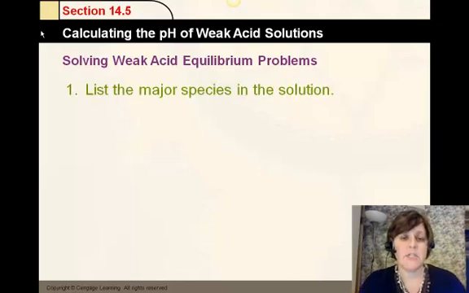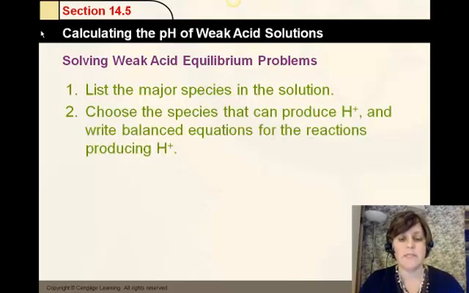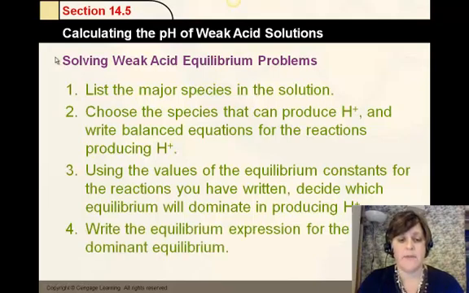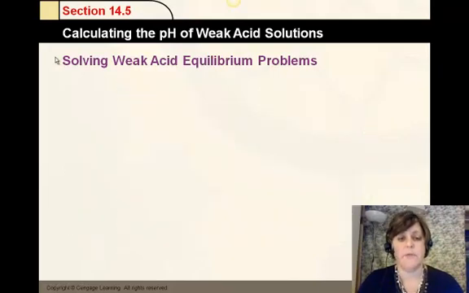So this is the general way to solve these problems. You're going to list the major species in the solution. Then you're going to choose the species that can produce the hydrogen ions. And we want to make sure that it's the stronger of the two acids. Using the values of the equilibrium constants, decide which equilibrium will dominate, and then write that equilibrium expression for the dominant equilibrium.